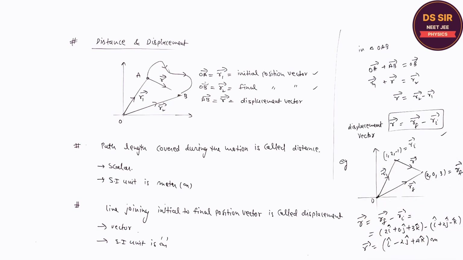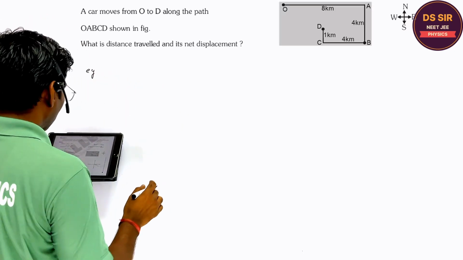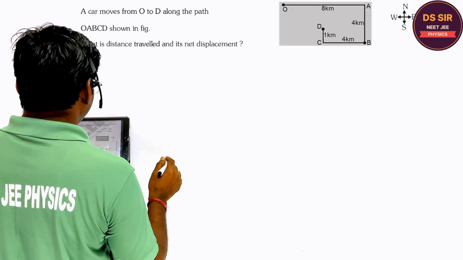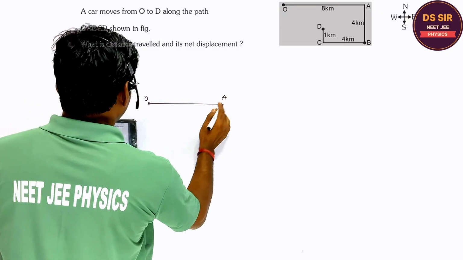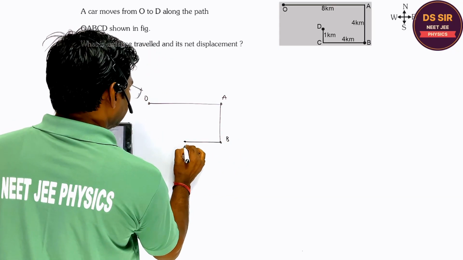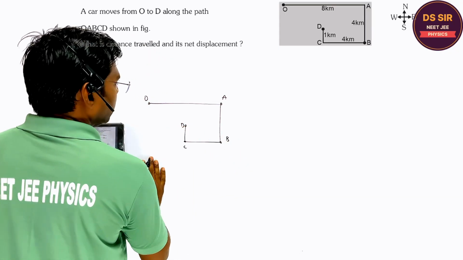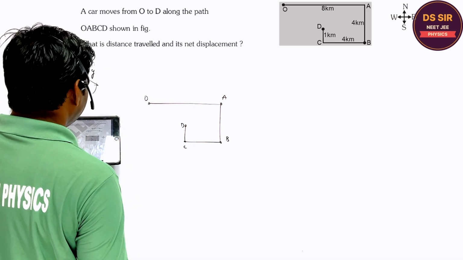Right, copy this. So read this question. In this question, a car moved from O to D along the path OABCD. What is the path? This is O, then A, then B, then C, then D, right? And then you have to find the distance and the net displacement.